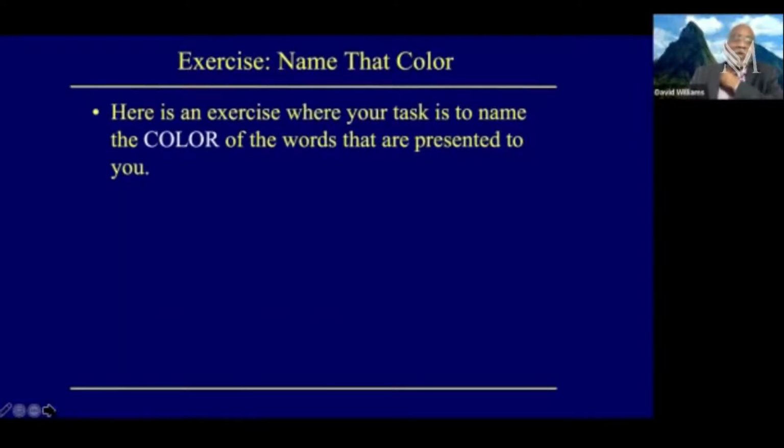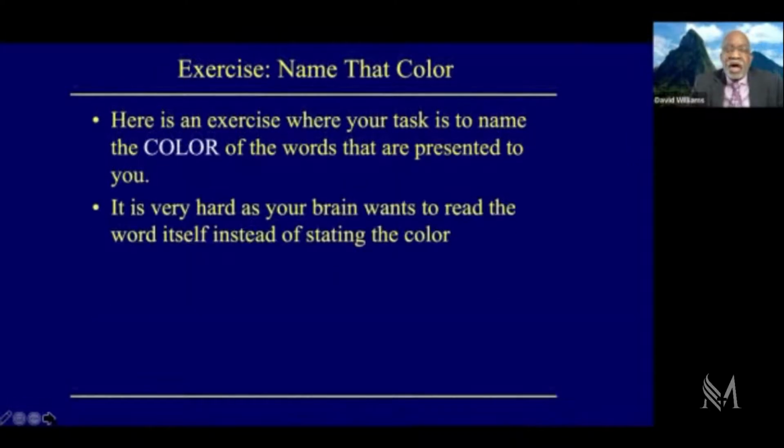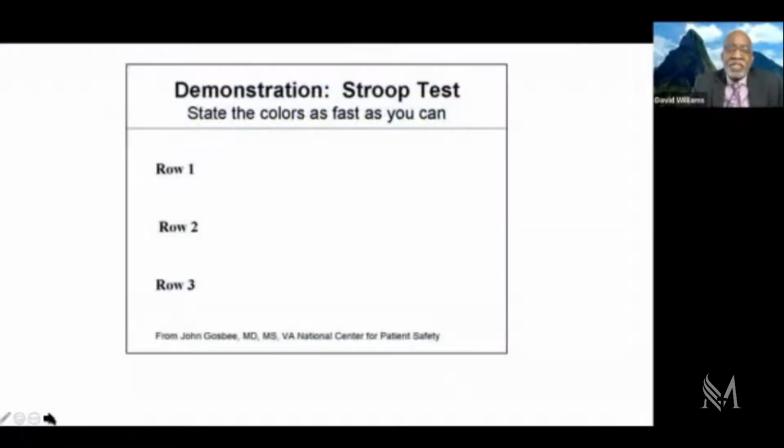I want us to go through a little exercise that psychologists have developed. Here's an exercise where your task is to name the color that you see that is presented to you. Remember, it's the color, not the words. It is very hard, as your brain wants to read the word itself instead of stating the color. And I want to see how well each of you can do with it. So here is the test.